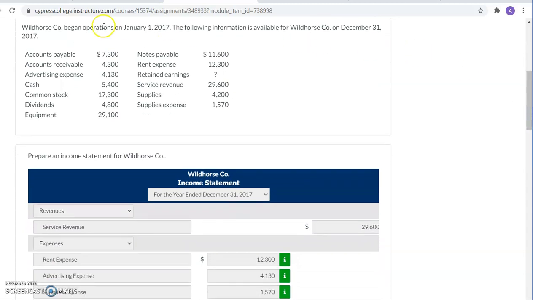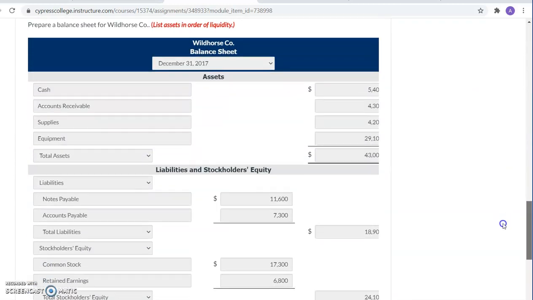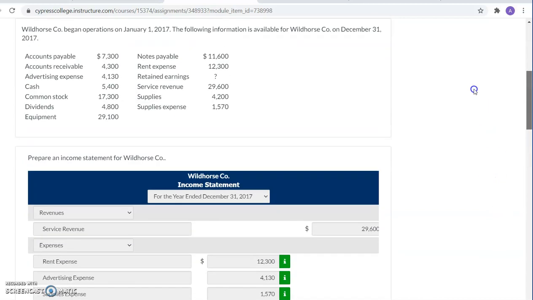In question number 3, we start off with some data. And every student will have similar accounts, but the numbers in your problem will be different student to student. So in question number 3, we will be preparing an income statement, a retained earnings statement, and a balance sheet.